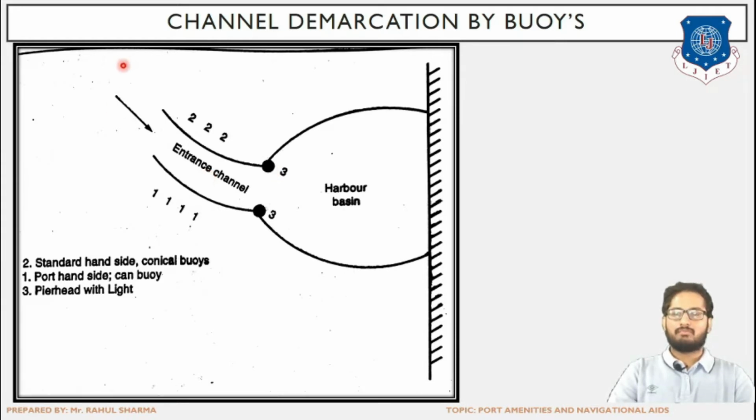While we are moving from the sea portion to the harbor portion, the buoys which are placed on the left hand side, that are the even numbered buoys, are on the starboard hand side. Moving from the water body to the harbor, the buoys placed on the right side, that are the odd numbered buoys, are on the port hand side. So these are the two technical terms for the buoys which have been placed on the boundaries of the entrance channel.